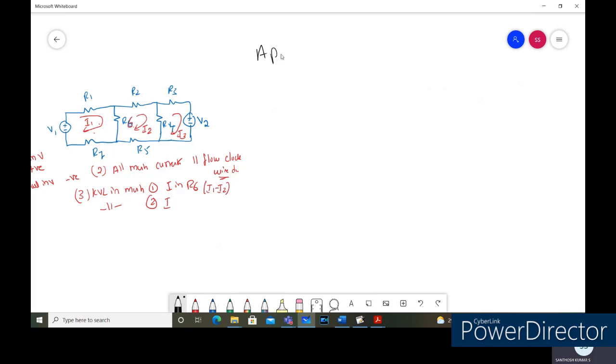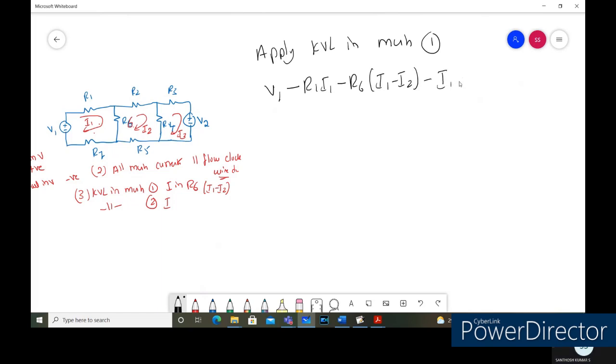Apply KVL in mesh 1. So this is mesh 1. As per the assumptions, the current entering negative and leaving positive is a rise in voltage: V1 minus the drop across the resistance R1, which is R1 into I1, minus, in R6 the two currents are flowing, so since it's a drop across the resistance, it is R6 into (I1 minus I2), and the drop across R7 is minus I1 into R7, is equal to 0.